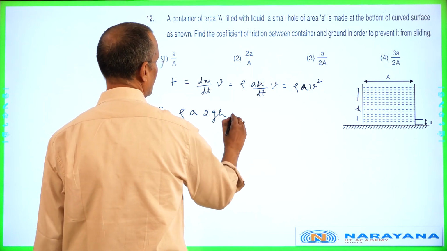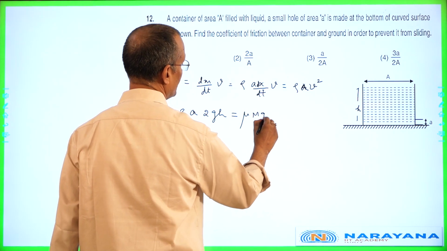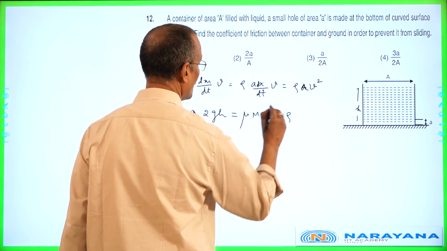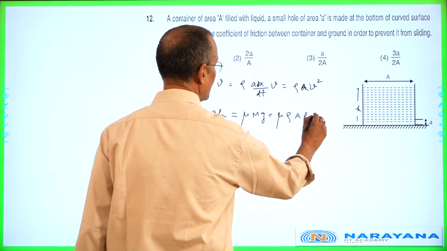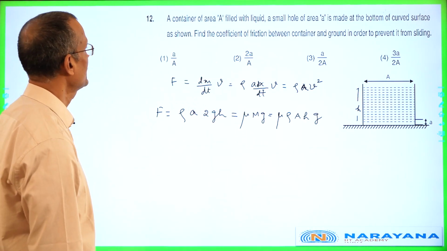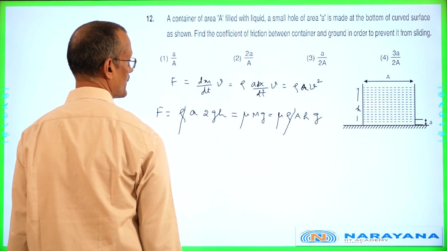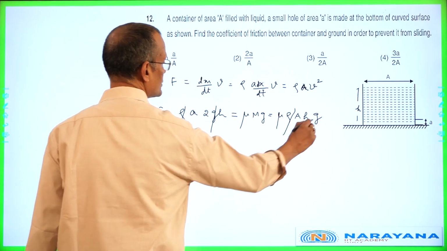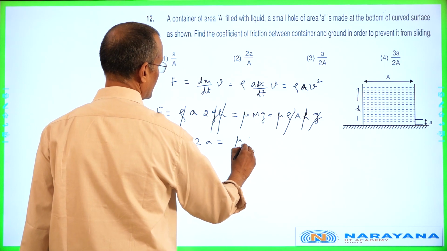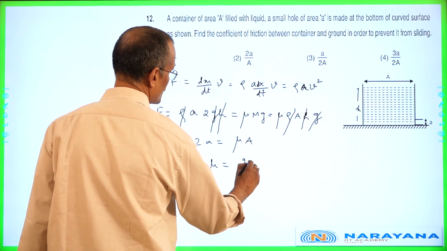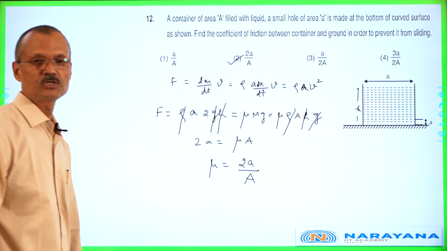This is your F. This must be equal to frictional force. Frictional force is mu mg, mu m, rho into volume, A into H, A into H into G. How many quantities are cancelled? You see that they are asking you to find the coefficient of friction mu. Rho is cancelled, G is cancelled, H is cancelled. Here it is 2A, here it is mu A, so mu equals 2A by A. So the answer for this question will be number 2.